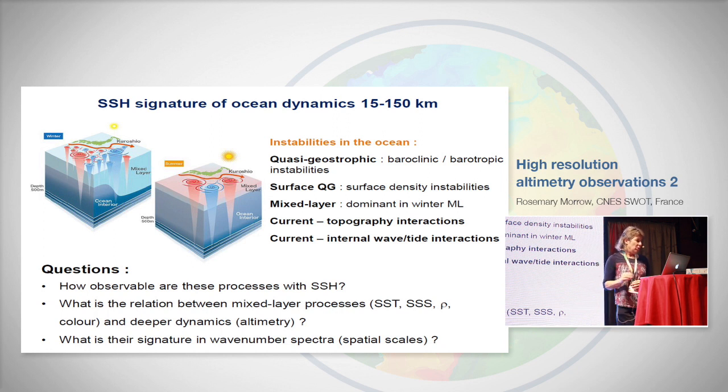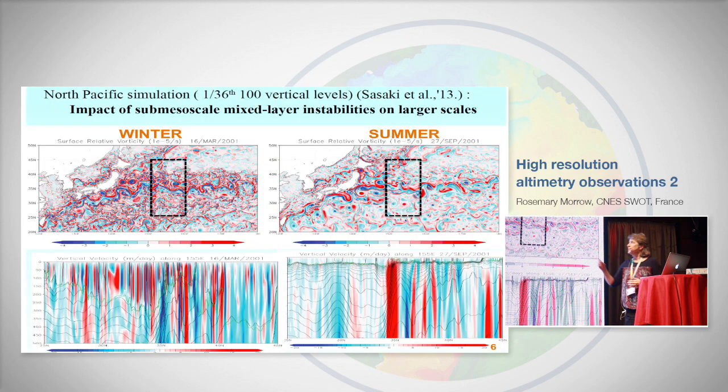And then one of the key things is also what impact that has on the cascade of scales between the large and the mesoscales, and we can see that with wave number spectra. So this is a plot that's put out by some work by Sasaki et al. in 2013, and what's shown on the top is relative vorticity in the surface layer. So that's the gradient of the velocity, which is the gradient of the sea surface height, so it's essentially the Laplacian of the sea surface height.